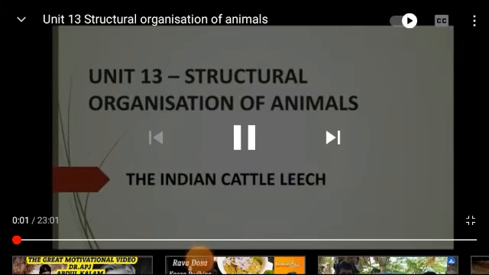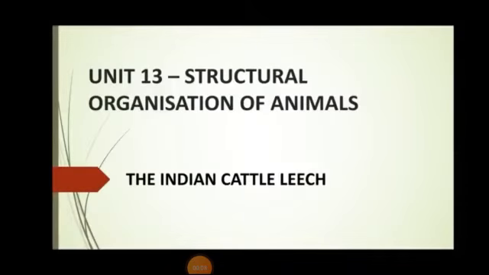Hi everyone. Today we are going to start with a new lesson, structural organization of animals. We see different types of animals in our day-to-day life. Each and every animal differs in their habitat, structural organization and mode of reproduction. In this lesson, we are going to see an example of an invertebrate, that is leech. We will see the structural morphology and anatomy of leech.